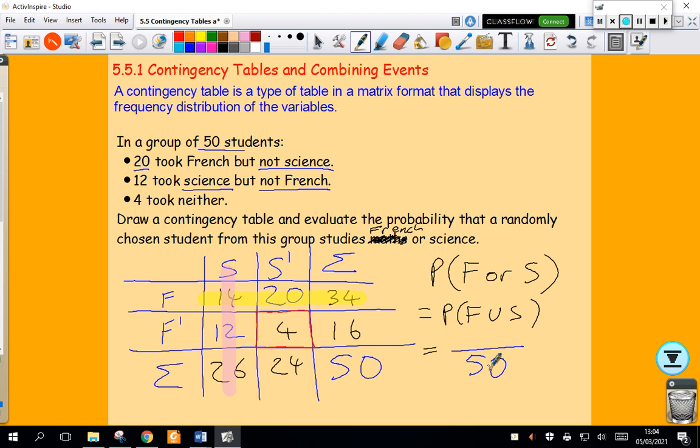The probability they studied French or science: count all the students who studied French, 34. Count all the students who studied science, 26. But don't forget to remove the double count. I've counted those 14 twice in there. Subtract 14.